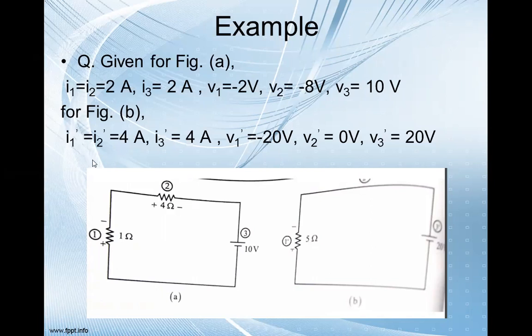Now individually we have to see this. Do this calculation also: V1 into I1 plus V2 into I2 plus V3 into I3. What is this value? 0. Now you do this calculation: V1 dash into I1 dash plus V2 dash into I2 dash plus V3 dash into I3 dash. What is this value?